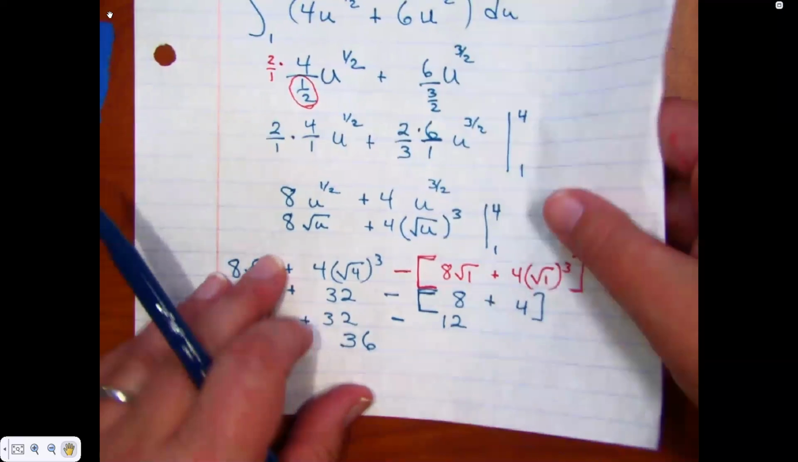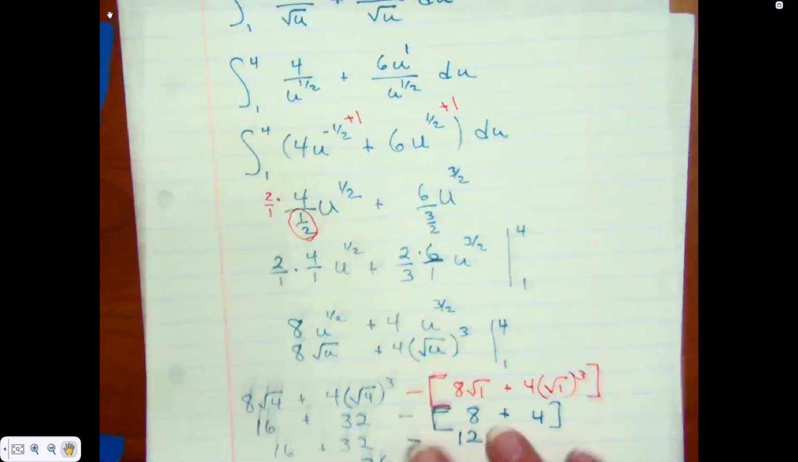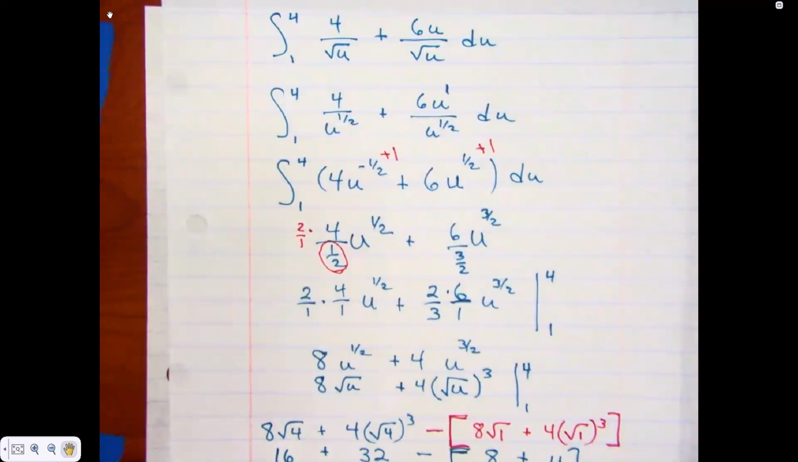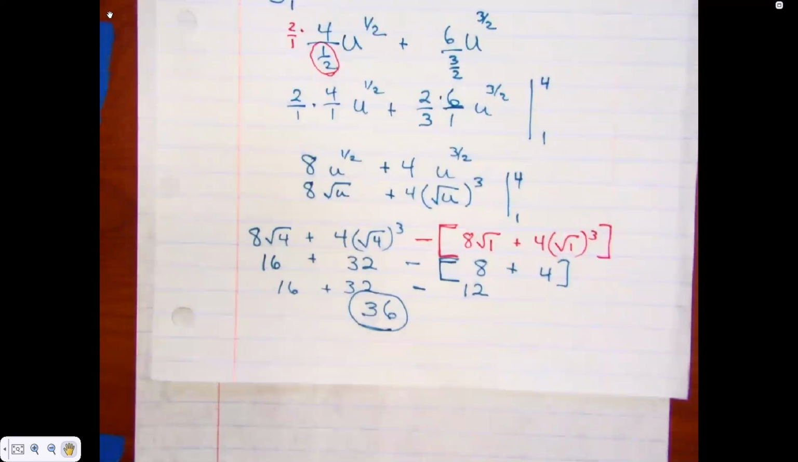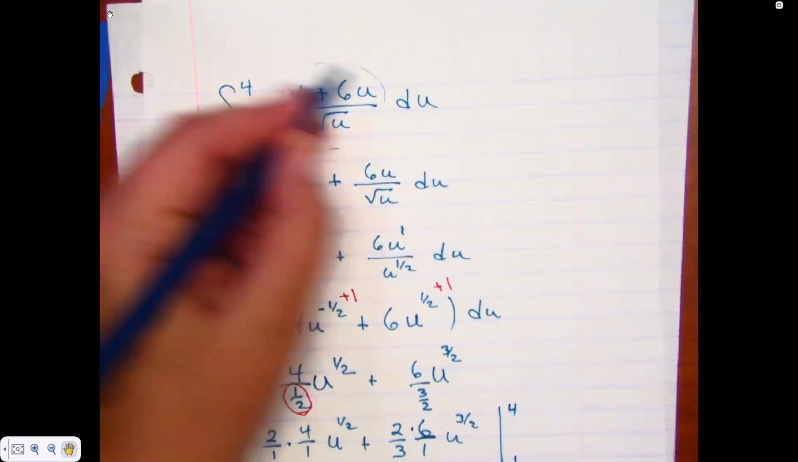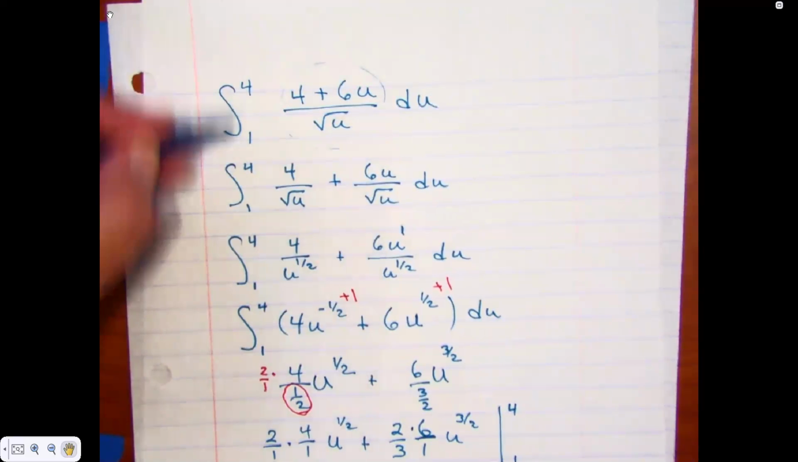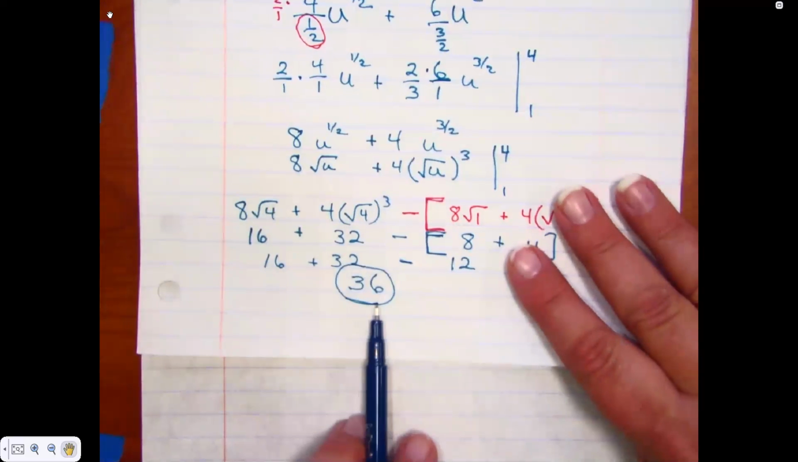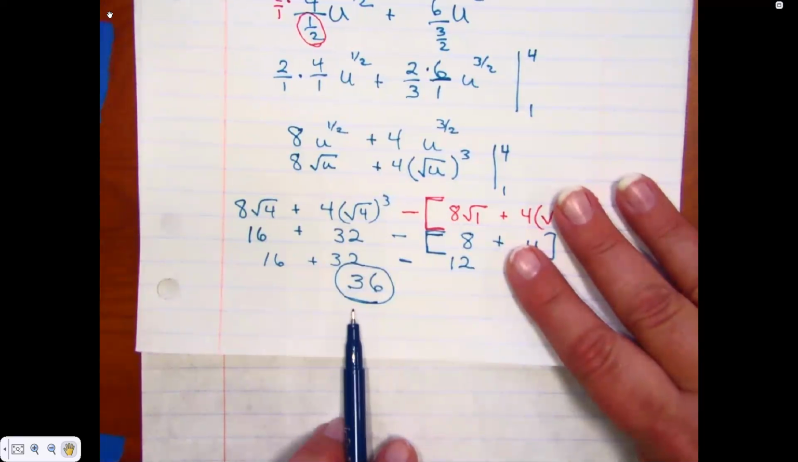Let's back up. What does that 36 mean? What's that 36 mean? That's the area under this curve, whatever this graph looks like, from 1 to 4. The area under that curve from 1 to 4 is 36.